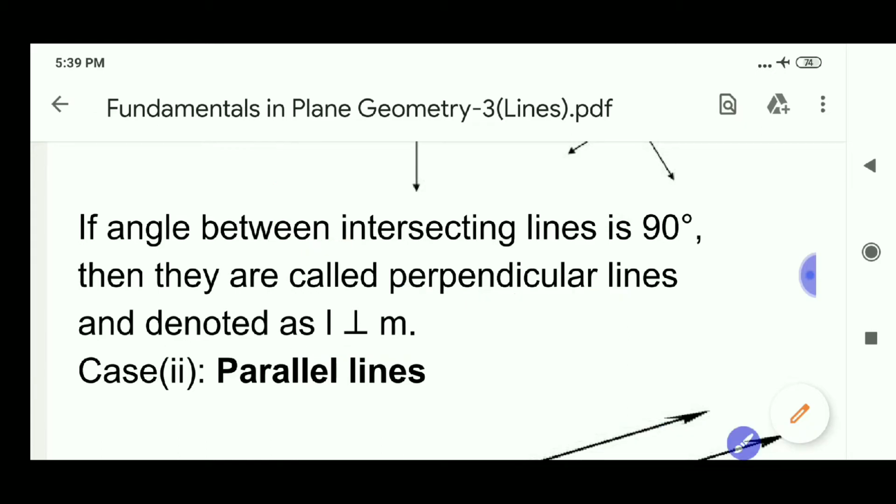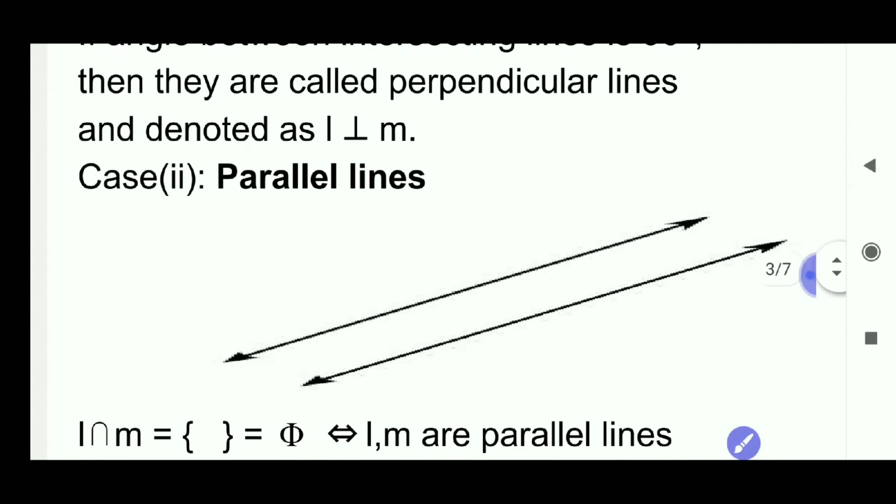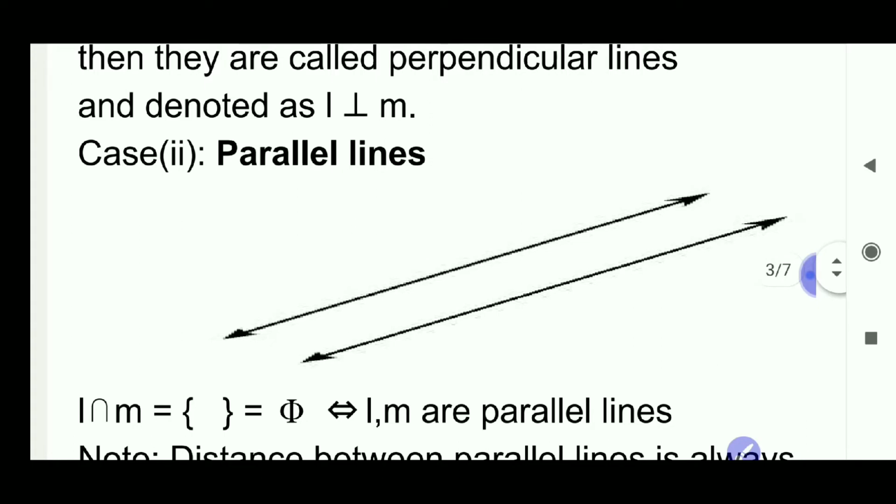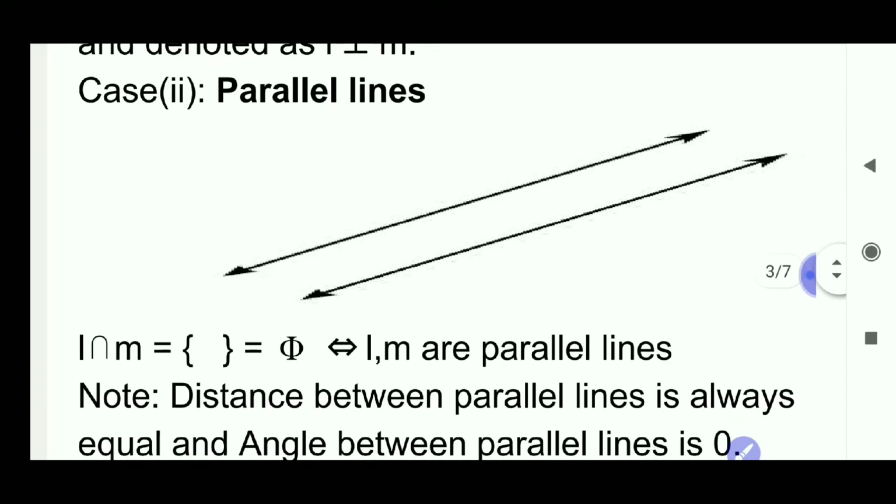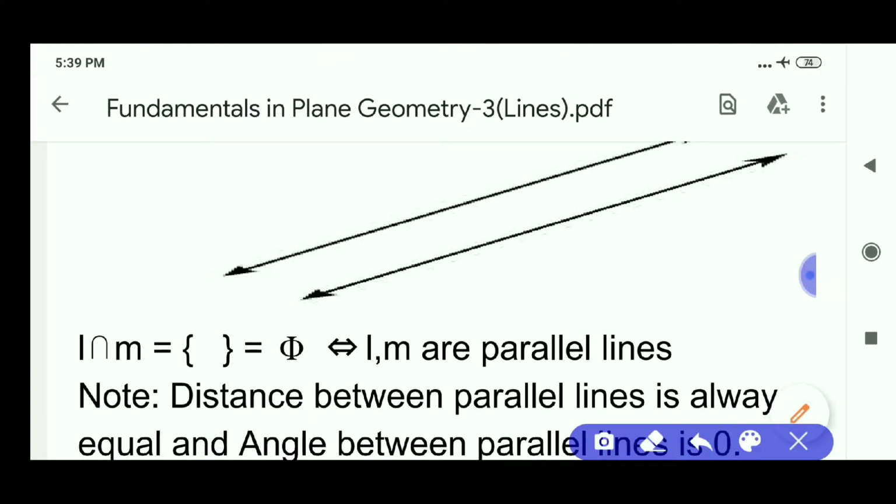Now, case 2. What is the case? Parallel lines. That means they don't intersect. They don't meet. So, they have no common point. Therefore, L intersection M is no common point, so it is the empty set. The empty set is denoted with the Greek letter phi.